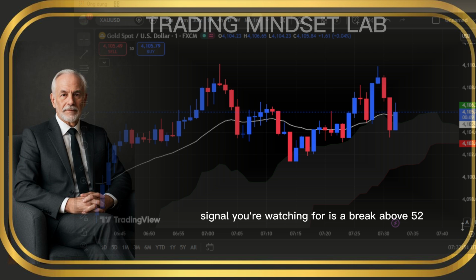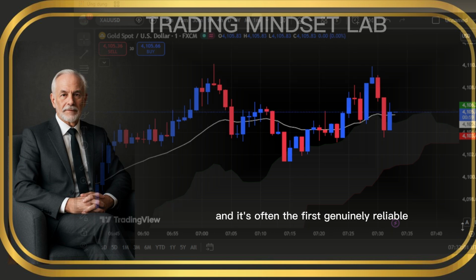The next real signal you're watching for is a break above 52, the automatic rally high, on strong volume. Wyckoff called that a sign of strength, and it's often the first genuinely reliable indication that markup, the real uptrend, has begun.